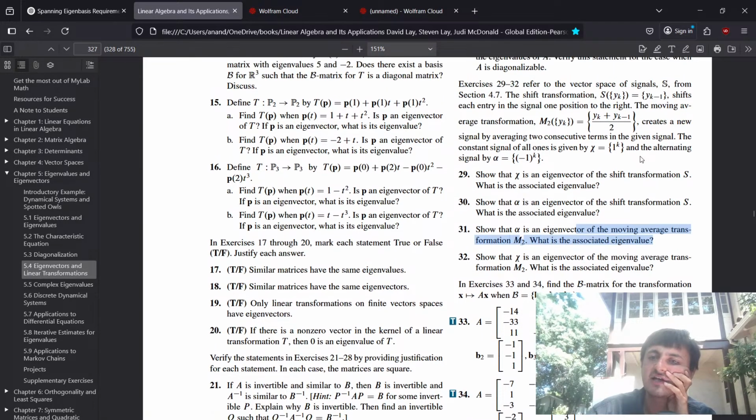First off, it's not even clear to me that this is a linear map. So we're going to do 31 and 32, and that'll be it. Those will be the last problems we do. But I would like to prove that this is a linear transform. This is a linear map for any signal y_k in S.